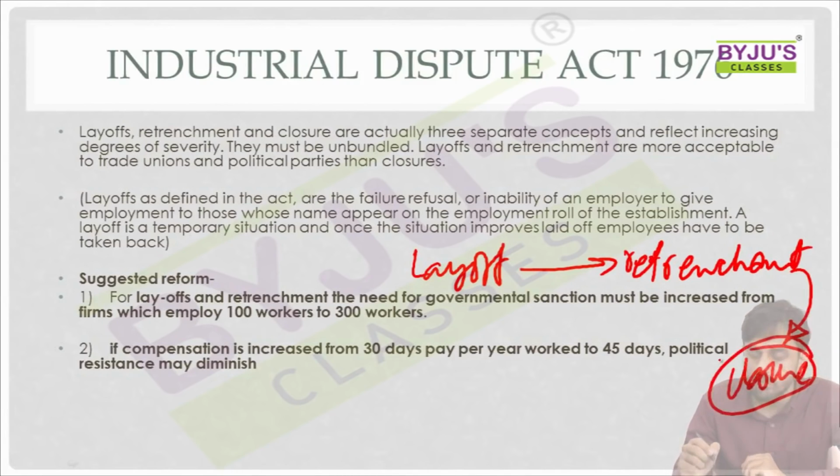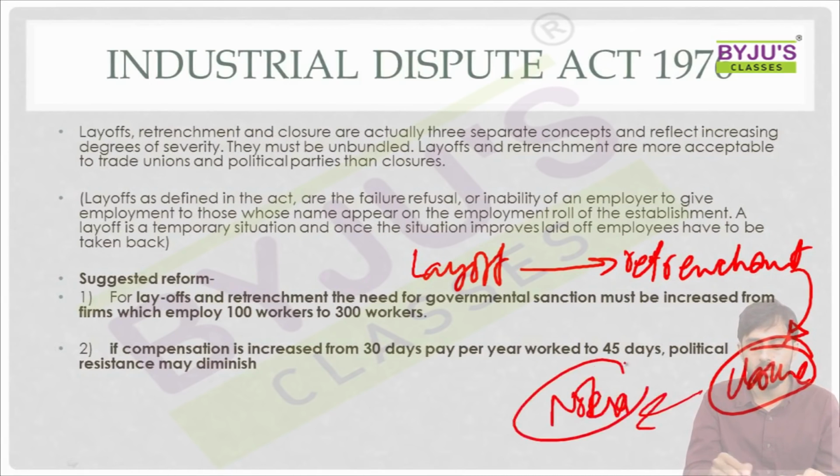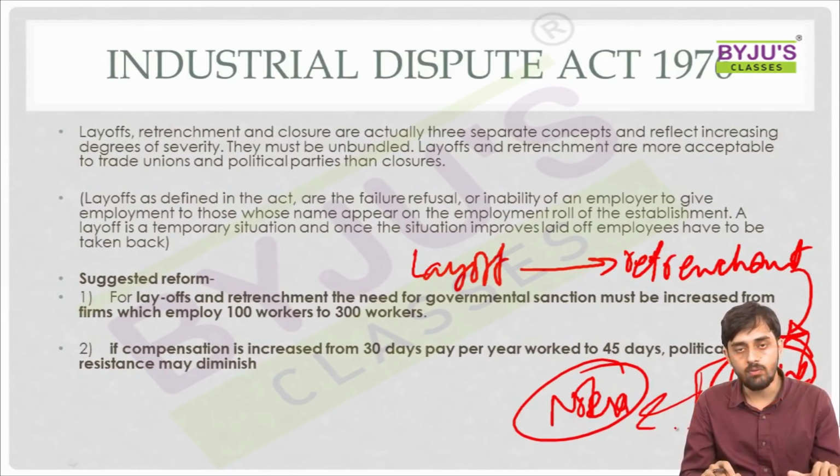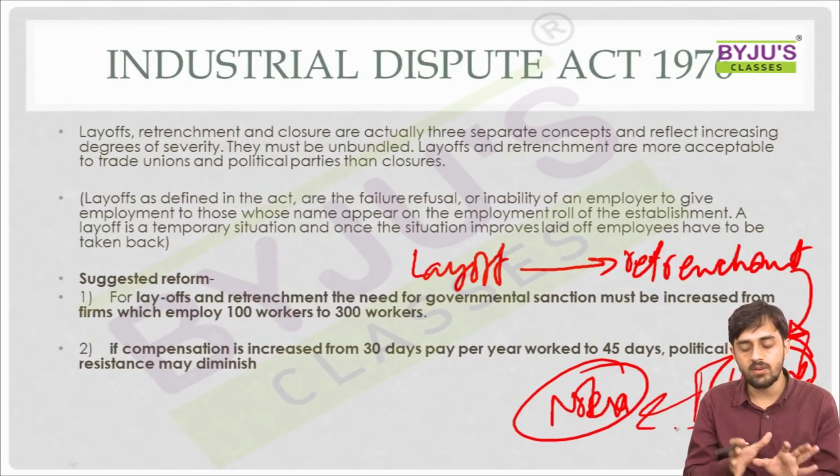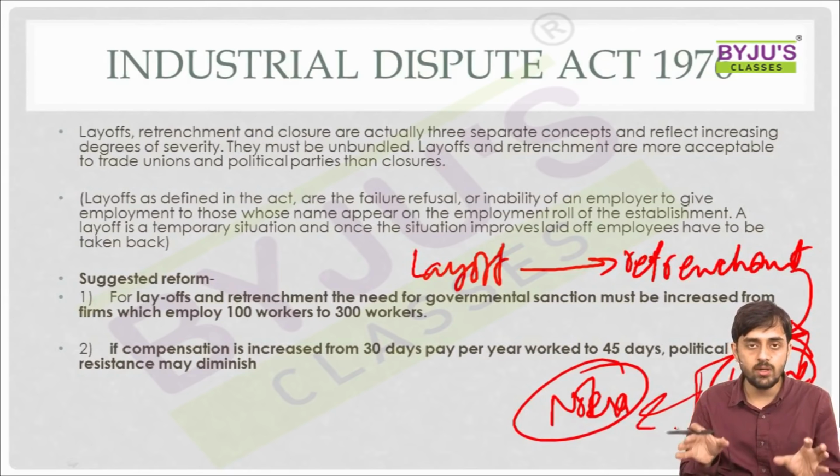So a closure of an industrial unit would actually mean that all the workers will be denied any employment because the unit itself is being closed down. For example, the Nokia unit in Chennai was closed down recently, and all the workers were actually employed by other subsidiaries of Nokia. But the closure of the unit meant that all the workers working in that particular subsidiary were actually laid off completely. So layoff, retrenchment and closure are conceptually different terms.